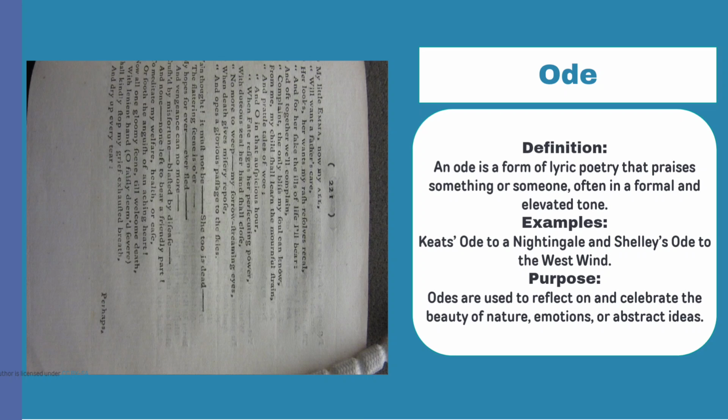Here you can see a famous example of an ode, Ode to a Nightingale by John Keats. In this ode, we can see that Keats was praising the nightingale, its songs, and its immortal theme.